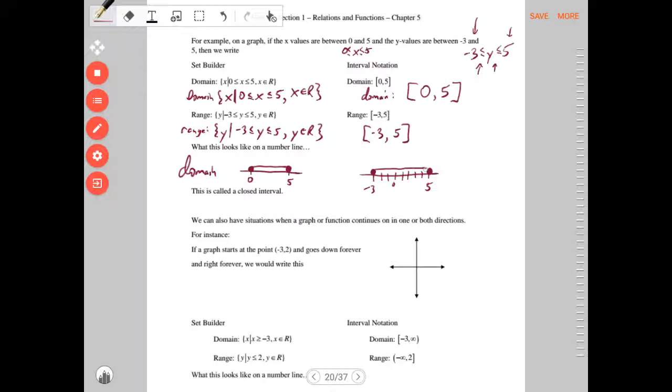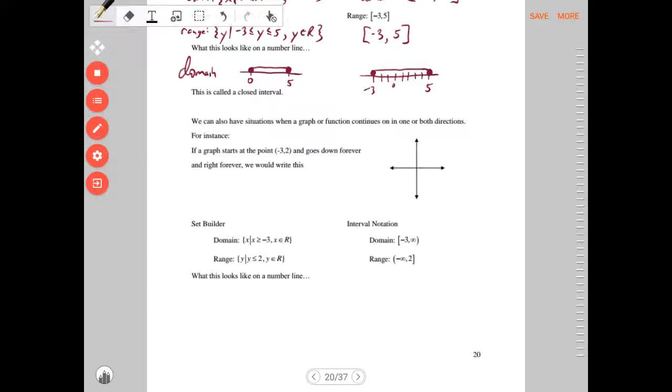Okay, so that's perfect. We also have situations when a graph or a function continues on in one or both directions. For instance, if a graph starts at (-3, 2) and goes down forever and right forever, we would write this. -3 is here, +2 is up here, and it goes down forever and right forever, so it's kind of like this.